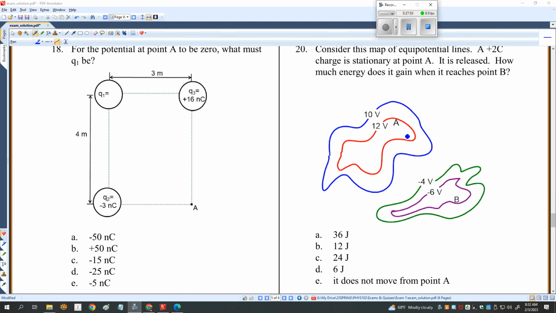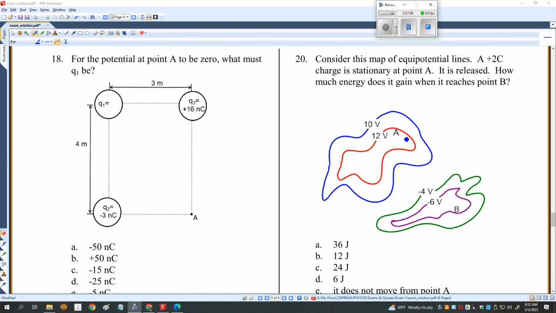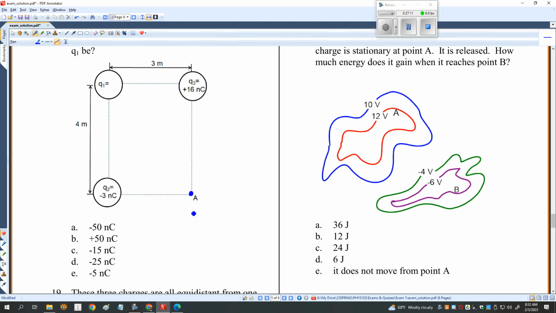All right, here I have 3 charges. I want the potential at point A to be 0. So what must Q1 be? Well, first let's just figure out what is the potential due to these others. So this is 3 meters, this is 4 meters, and this is going to be 5 meters. I have a potential up here of 9 times 10 to the ninth, times 16 times 10 to the minus 9, divided by R, which is 4. That's equal to 36 volts.